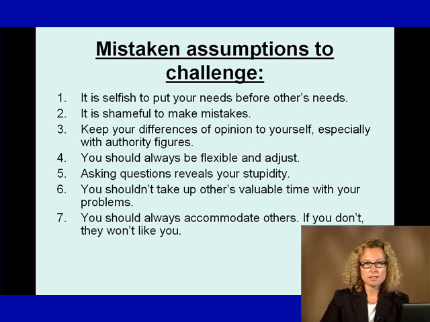You should always be flexible and adjust to others. Or asking questions reveals your stupidity. Or you shouldn't take up others' valuable time discussing your problems. Or if you don't accommodate to others, they won't like you.